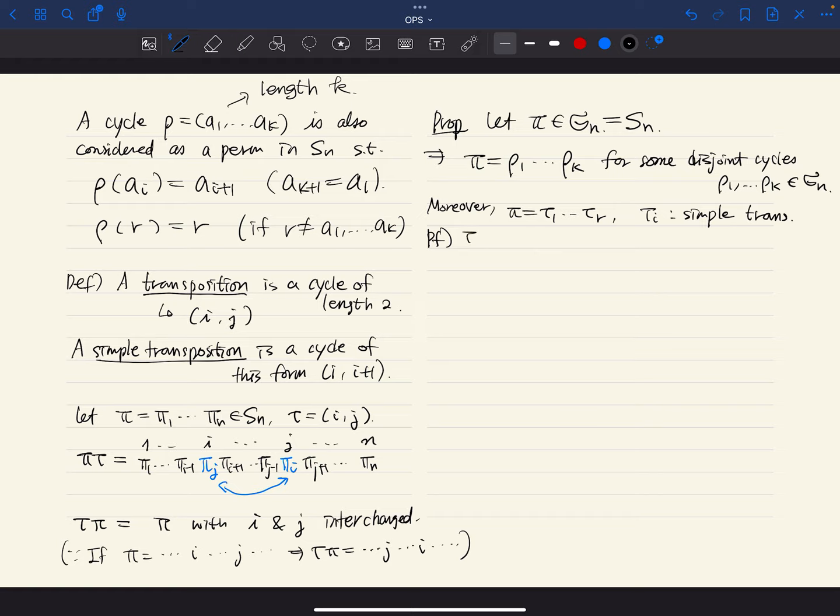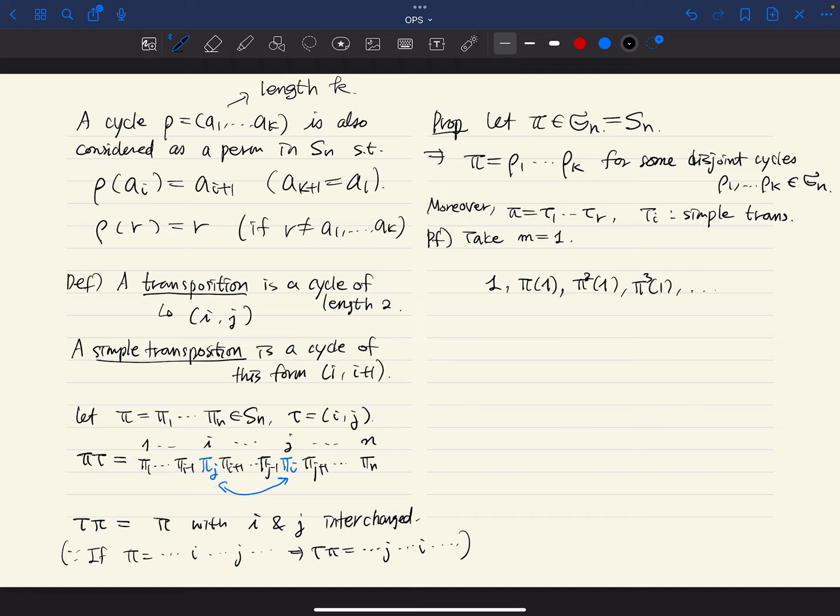Just take k, maybe k is not the right index. Let's say k equals 1 and m equals 1. Then you start with 1, and see what happens if you apply pi to 1. So you have 1 here, and then you consider pi of 1. Then you consider applying pi one more time to this, and then pi like this.